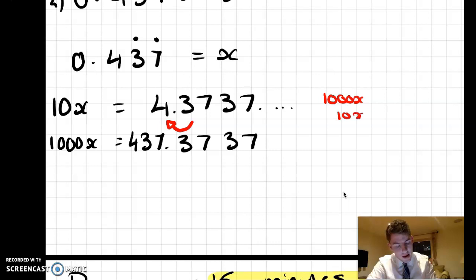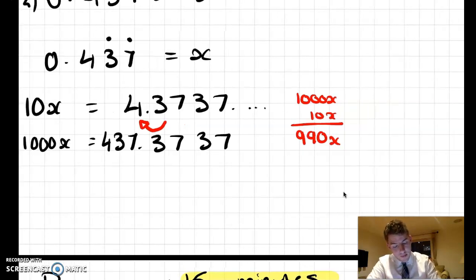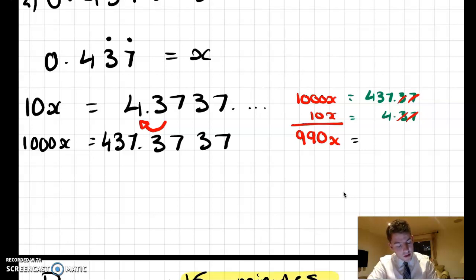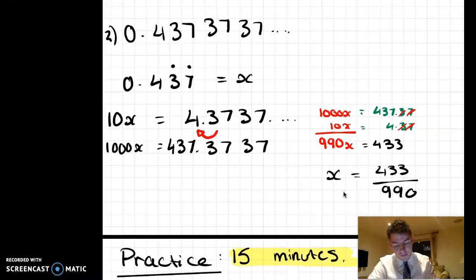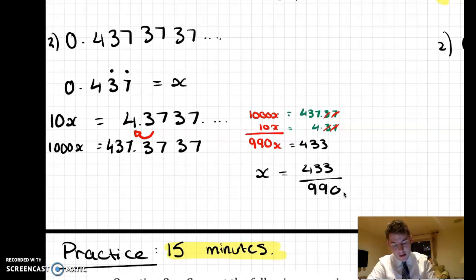1000x take away 10x is 990x. And you've guessed it, 437.37, because that's what it equals. Take them away, they cancel out, and you're left with 433. Therefore, x equals 433 over 990. And you can check on a calculator, which always helps.